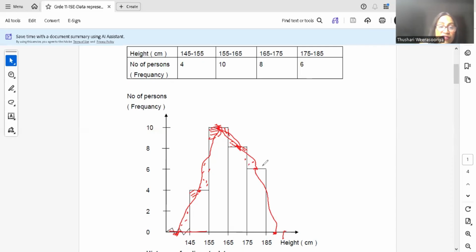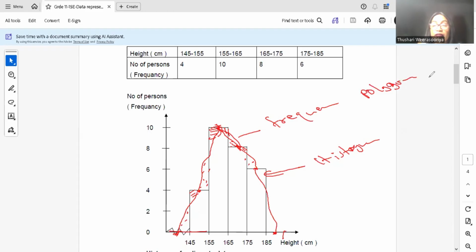What is the special feature, the similarity between the frequency polygon and the histogram? The areas are equal. This is called the histogram, and this is called the frequency polygon. In the exam, they will ask what the special feature is with the frequency polygon and histogram. The areas are the same.